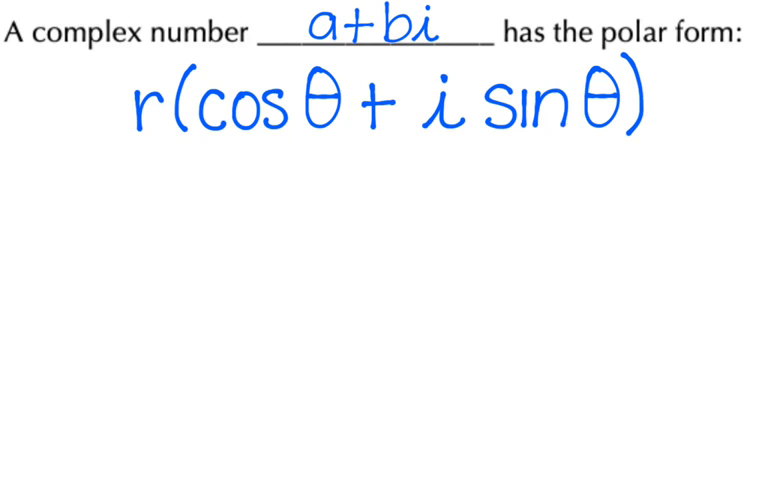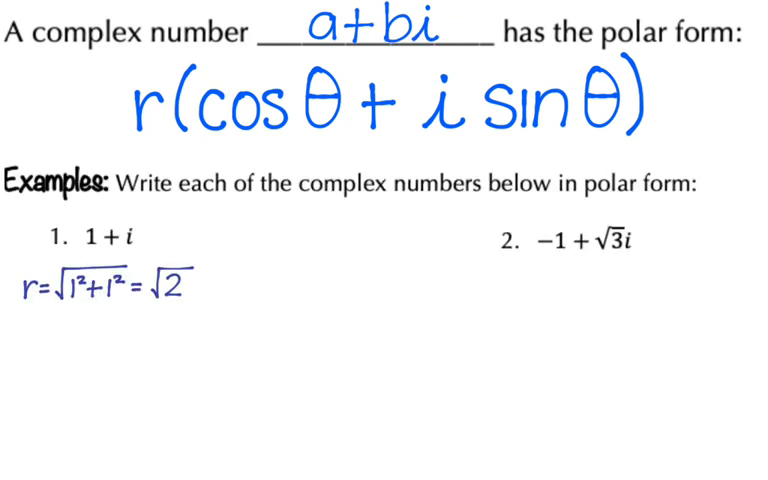If we had it in polar form and we wanted to find a plus bi, you just do r times cosine theta, and that will equal a. You do r times I sine theta, and that's going to give you your bi.